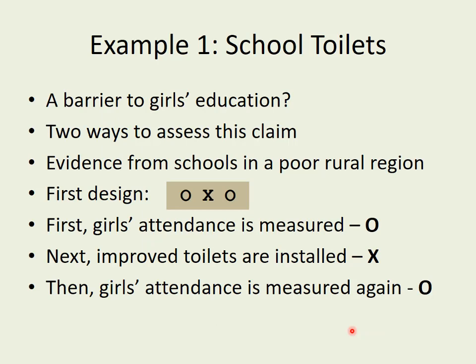Well, one of them is get some evidence from schools in a poor rural region, and the first design will be this, OXO. So time is going along this way. This is the first thing you do. First, it's a measurement. Okay, what percentage of girls are going to the school? So it could be that in a typical classroom, rural East Africa, sorry, 20 girls per class and 20 boys. What percentage of those girls are actually there? Then, next thing is the intervention. Put in some new toilets, that's the X. And then sometime afterwards, you measure attendance again, O, to see what's happened. Fine, that's an OXO design, pretty simple.